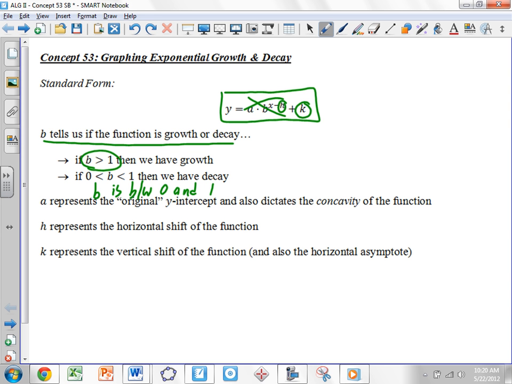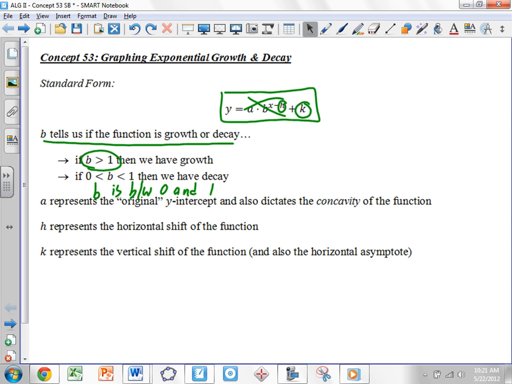Easy enough? Okay, easy enough here? Yeah. Next. A represents the original, and I put quotes around that for a reason. Remember in the lab that we did with the M&Ms, the A value was the starting amount of M&Ms. So either the growth one would start with 1, and the decay part would start with however many you have.